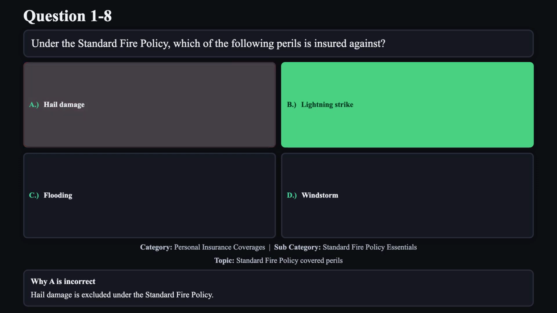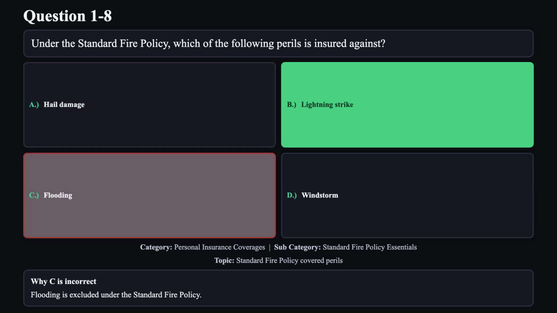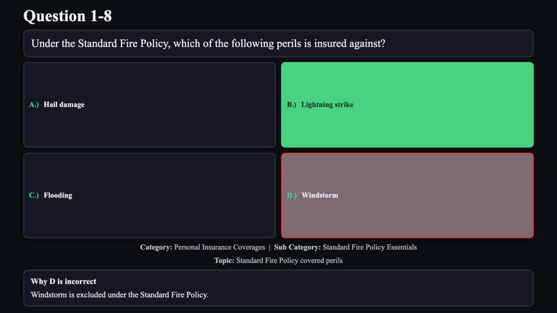Reason A is not correct. Hail damage is excluded under the standard fire policy. Reason C is not correct. Flooding is excluded under the standard fire policy. Reason D is not correct. Windstorm is excluded under the standard fire policy.